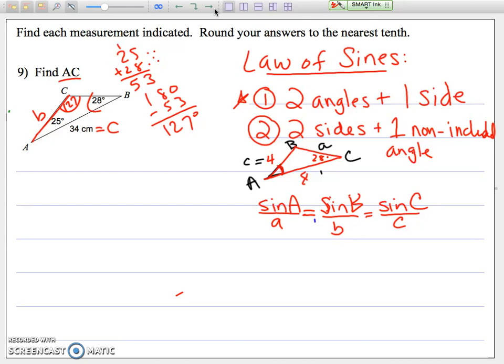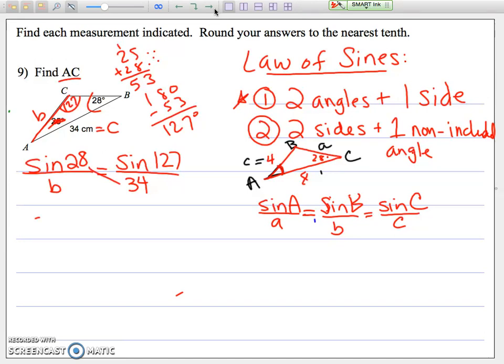So now I can figure out, and I don't need this A stuff at all. Okay? So I'm going to do sine of B, which is 28 degrees, over little b, that's what I'm looking for, equals the sine of 127 over 34. So again, sometimes you've got to use what you know to figure things out. And it might take a minute to think about these things, but just remember, when you're stuck, have confidence and think, okay, what can I figure out? How can I use what I know to figure out what's missing?